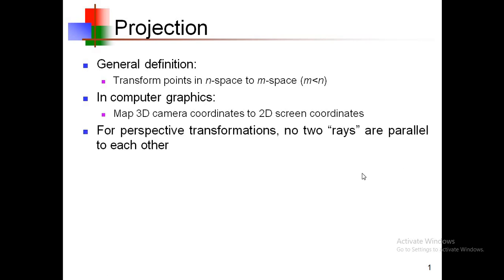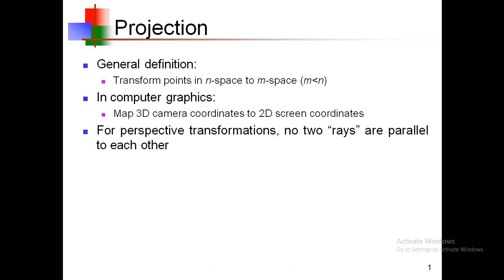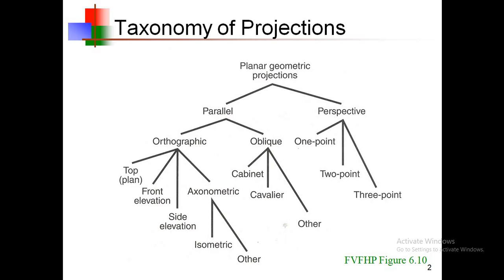For perspective transformations, no two rays are parallel to each other. Like when we are looking at the stars or the moon from a longer distance, everything converges to our eyes, and this is a realistic projection. So this is also called perspective projection or perspective transformation, where no two rays are parallel. Whereas if you stand in front of a mirror, that is an example of parallel projection.